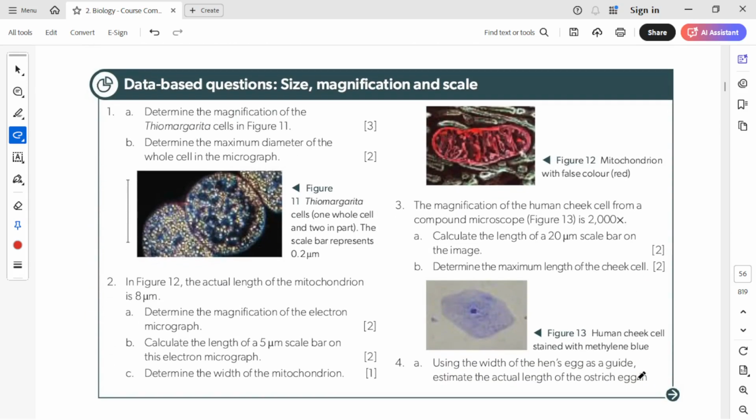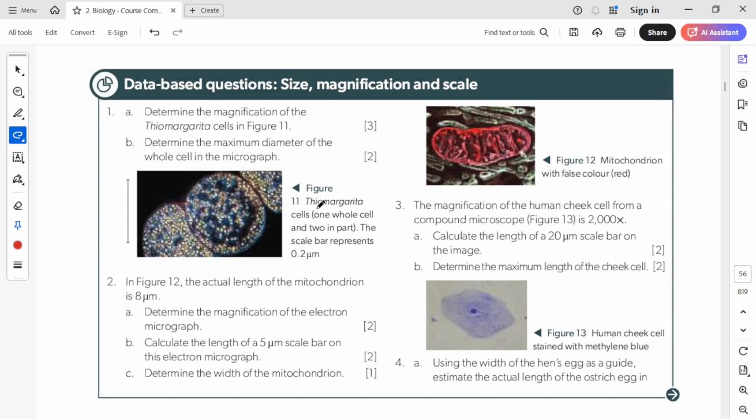So here we have a DBQ. You can practice this one and find out the answers. We will solve the first 2-3 questions, and I'll leave a few questions for you to do, and we'll discuss them in the next class. So let's read the first question. Determine the magnification of the Thiomargarita cells in figure 1. Determine the maximum diameter of the whole cell in the micrograph.